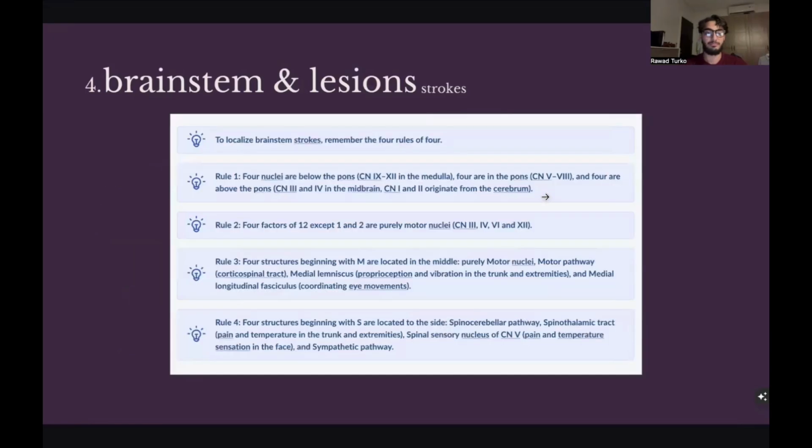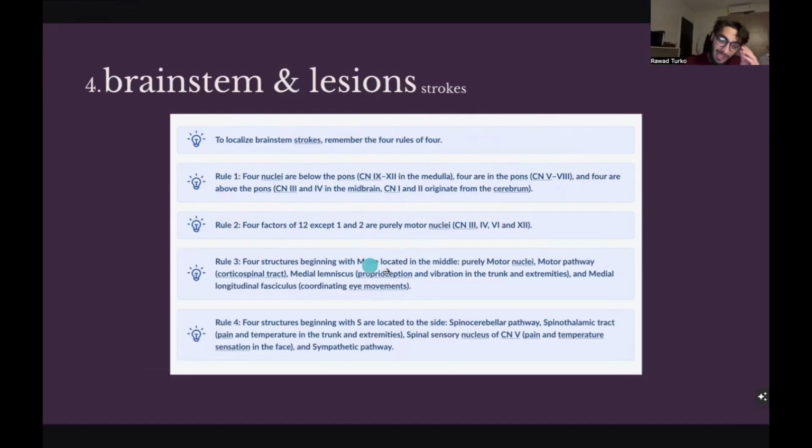Okay, so again, to localize brainstem strokes, you remember the 4 rules of 4. First one is that 4 nuclei are below the pons, so that's 9 to 12 in the medulla. 4 are in the pons and 4 are above the pons. That's the first one. 4 of the 12, except 1 and 2, are purely motor. So that's 3, 4, 6, and 12. Those are the ones that I talked about.